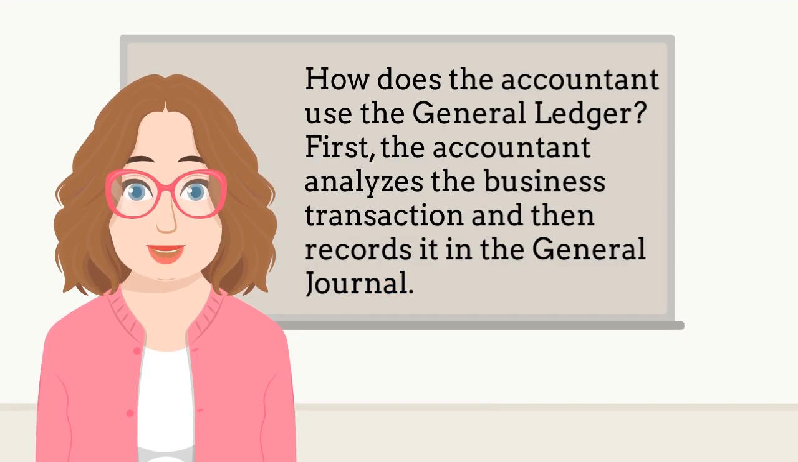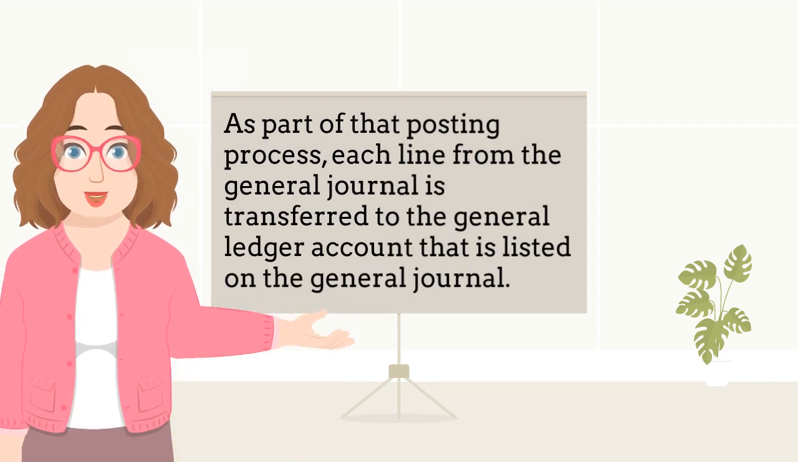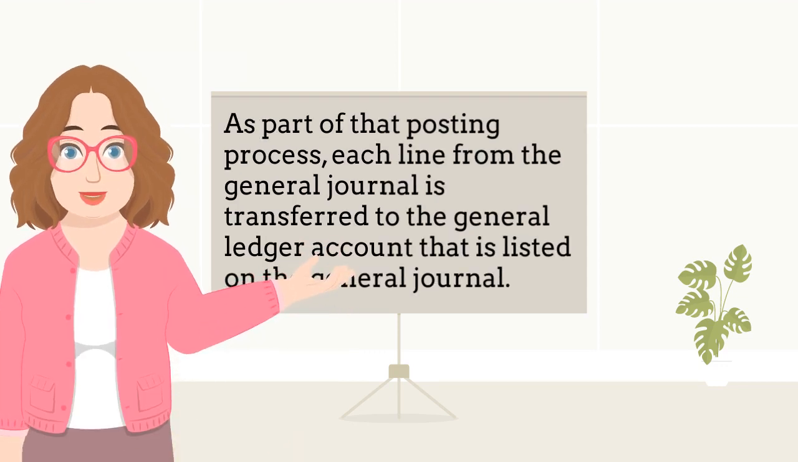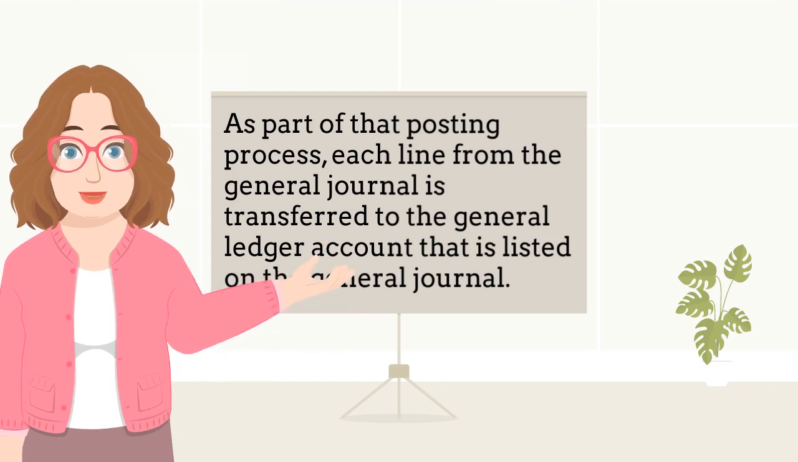First, the accountant analyzes the business transaction and then records it in the general journal. The general journal entry is transferred to the general ledger. That process of transferring the information is called posting. As part of that posting process, each line from the general journal is transferred to the general ledger account that is listed on the general journal.